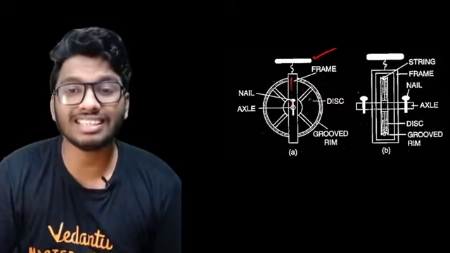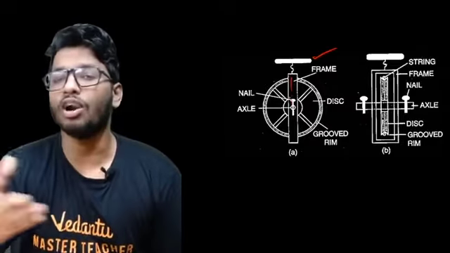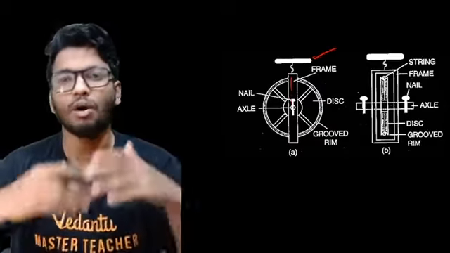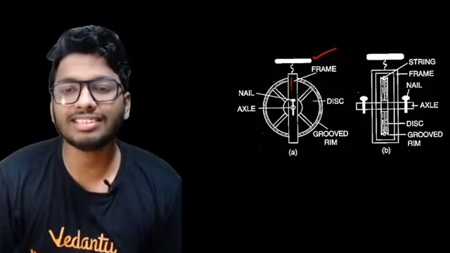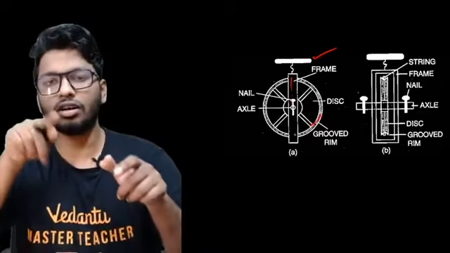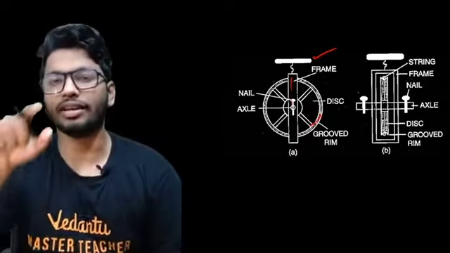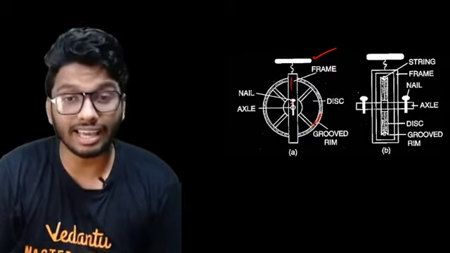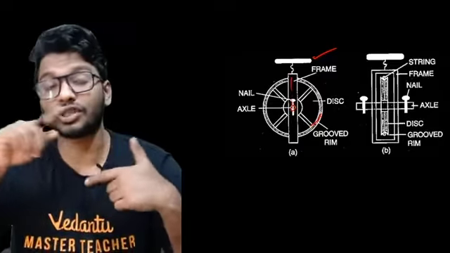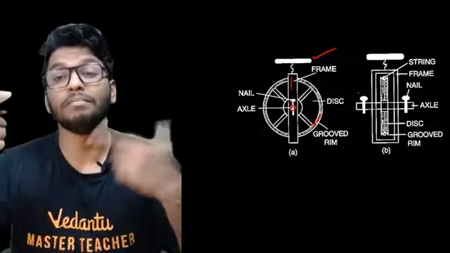Then you have the disc. That disc can also be called the rim. You can call it a rim or a disc, it does not really matter. This is the grooved part of the rim, the part where you can put in the rope, and these are the nails, and you have the axle around which the wheel or the rim rotates.